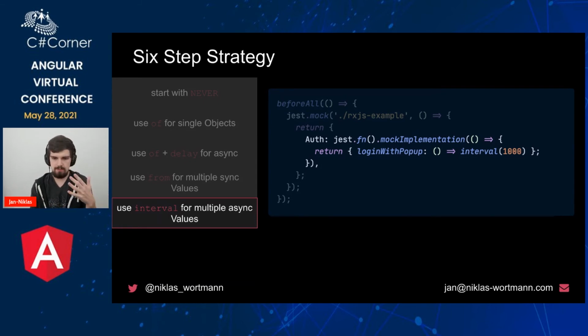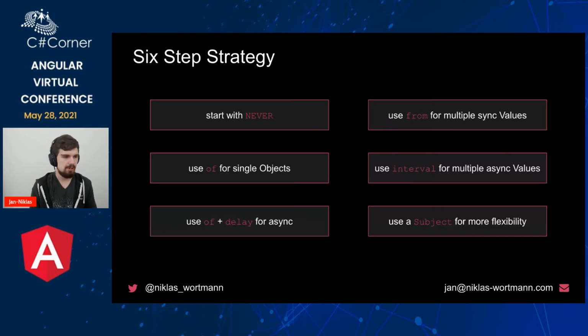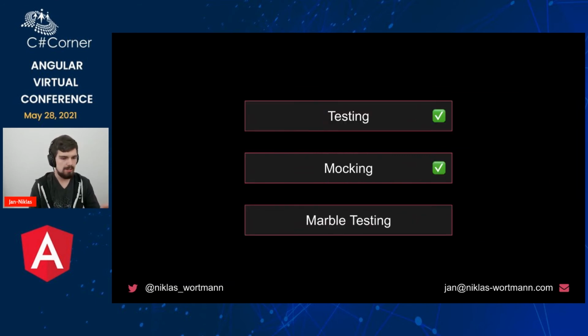And the very last thing, if I need full flexibility in the way I want my observable to work, is I use a subject. With a subject, I can mock everything. Here is a quick summary of that. As I'm running short on time, I will move on. So we now have covered testing and mocking.